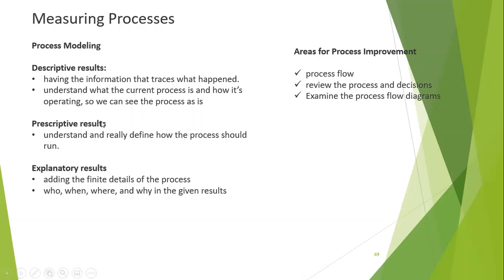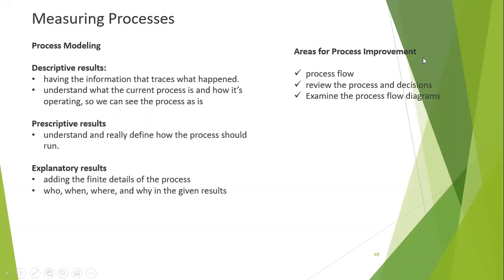Okay, the prescriptive results are about understanding and defining how the process should run. Based on the descriptive, we come to the prescriptive results. For example, I identify that there are some gaps in the process and the gaps need to be filled. How we are going to build that is the prescriptive results. Explanatory results: based on the prescriptive, I am going to create this, adding finite details to the process. Who is going to do what? For example, I identified the new process without any gap. Who is going to do it, when, where, and why. In the given results, we'll add these additional points to give a better process methodology.